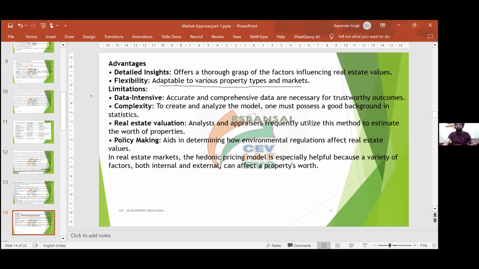So the limitation is the collection of accurate and comprehensive data. This is most important: the data collected must be reliable. The more reliable and comprehensive the data, the more accurate the results will be from this method. Then complexity. To create and analyze a model, one must possess a good background in statistics.